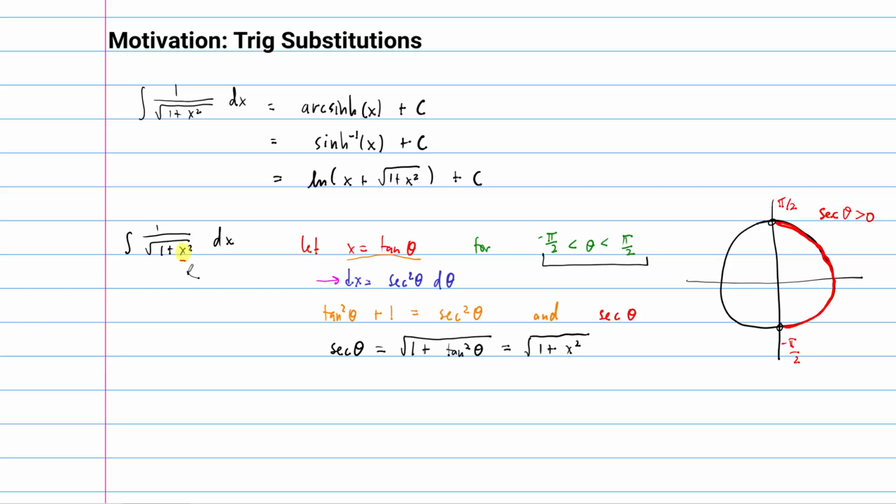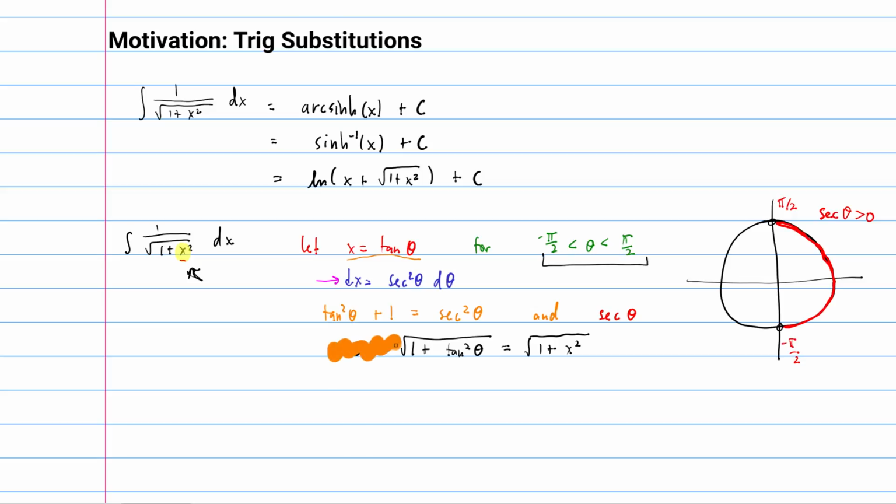So actually secant theta is equal to the square root of 1 plus x squared. And that's this, right? And so that's the reason for making the choice of x equal to tangent, because now we get, by the Pythagorean identity for trig functions, that the denominator of this fraction is going to actually become secant theta. All right, so let's go back and sub in, because we've got everything that we need now.